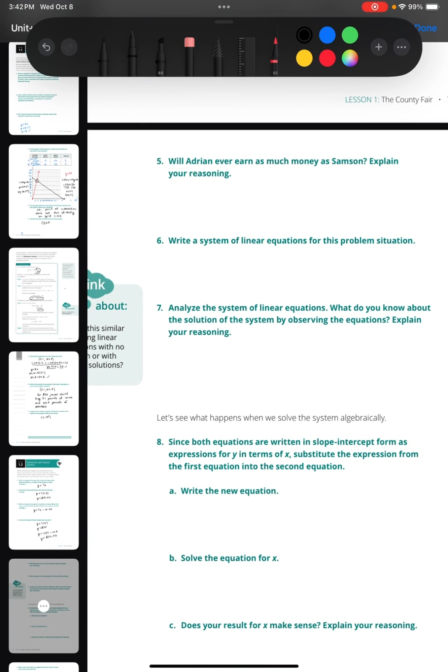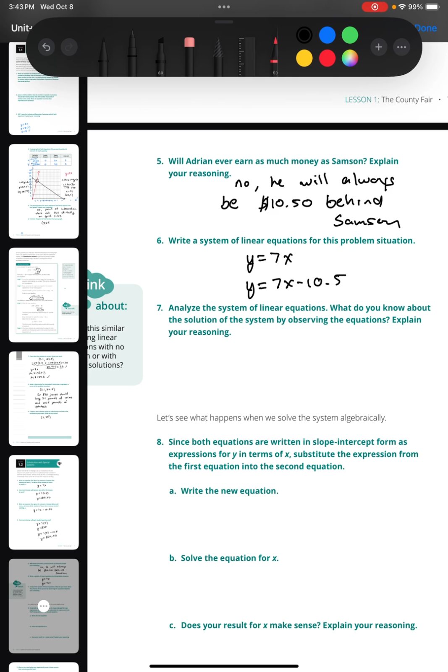Okay, 5 wants to know, will Adrian ever earn as much money as Samson? Well, he started 90 minutes behind. He's always going to be 90 minutes behind in his earnings, so no. He will always be $10.50 behind Samson. So if we want to write a system of linear equations for this problem, our two equations we wrote are our system of equations. So y equals 7x, and that's Samson's equation. And then Adrian's was y equals 7x minus 10.5.